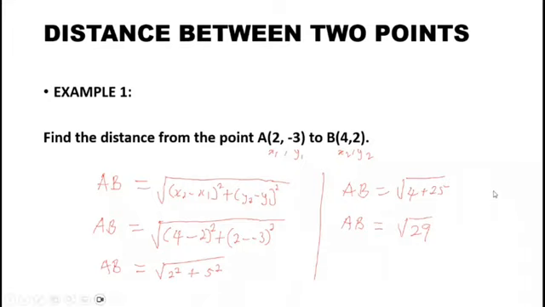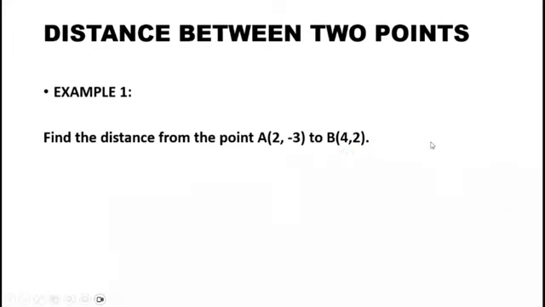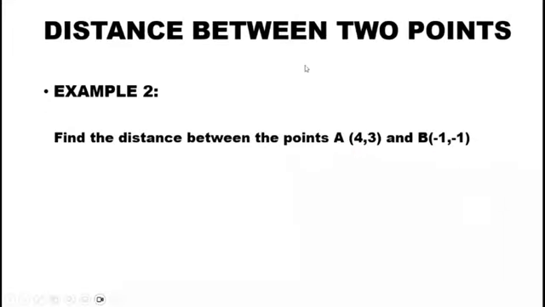Let's look at our next example. So let's say we are also asked to find the distance between the points A (4, 3) and B (-1, -1). As usual, we have to remember our general formula. AB is equal to the square root of (x2 minus x1) all squared plus (y2 minus y1) all squared.